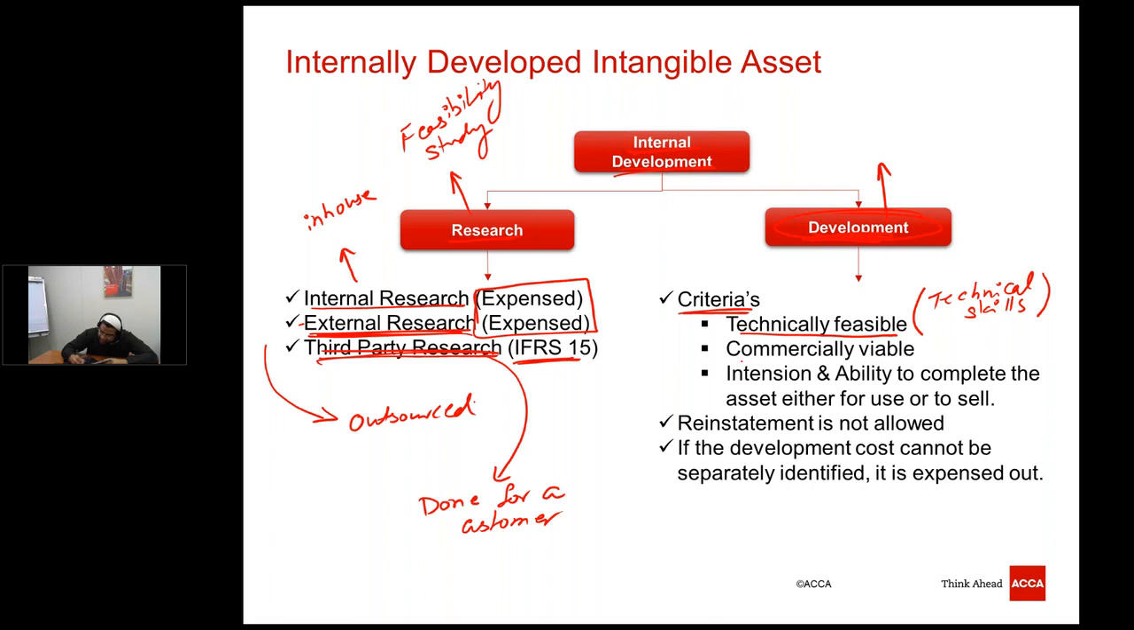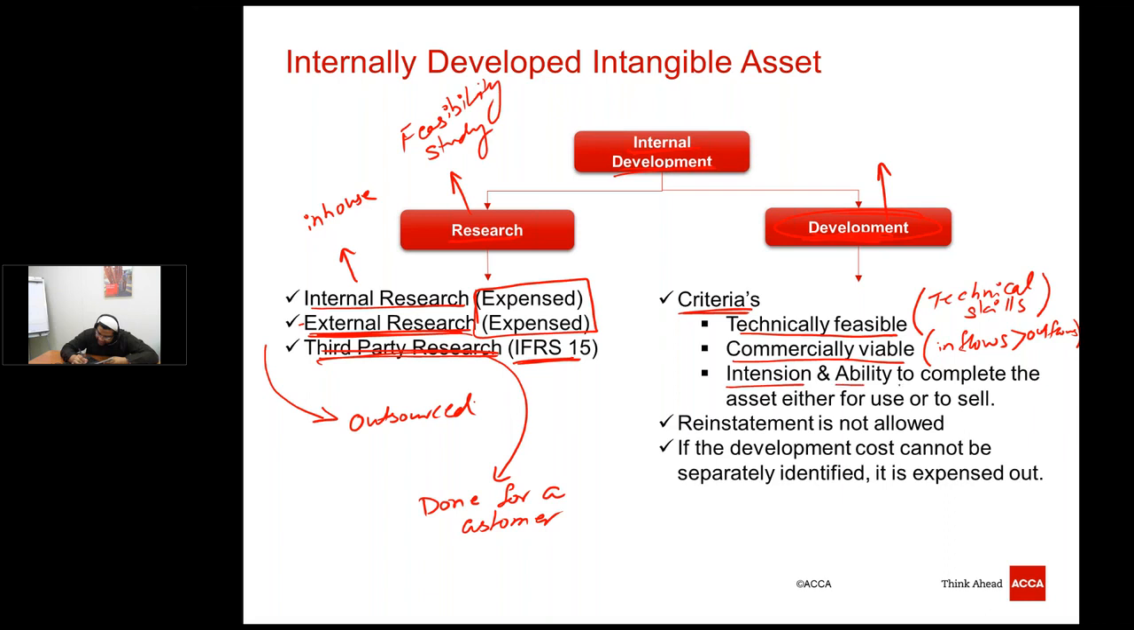The second point is it should be commercially viable, which means that the expected inflows should exceed the expected outflows. It should be commercially viable, which means that there should be a profit.